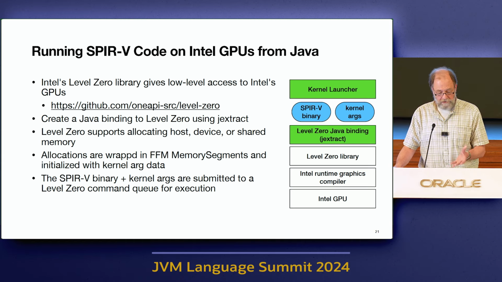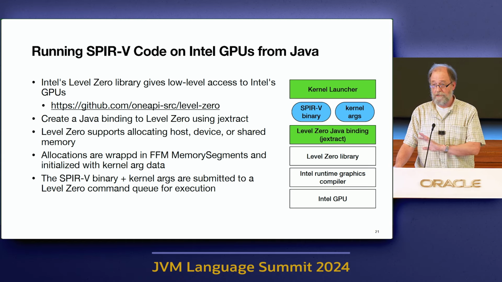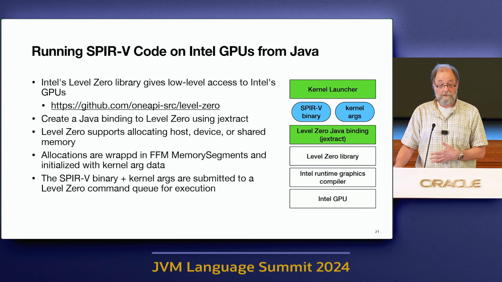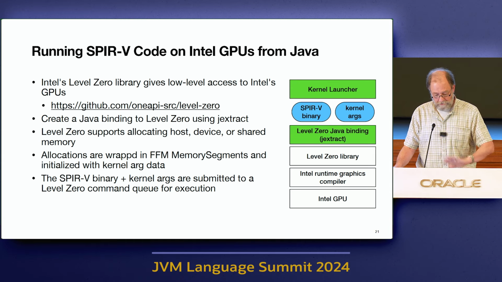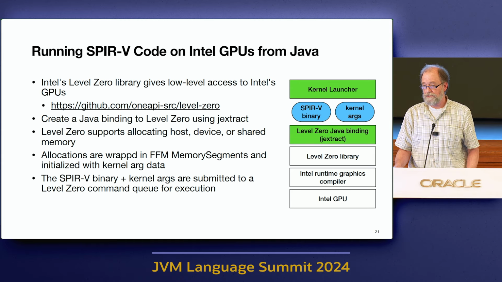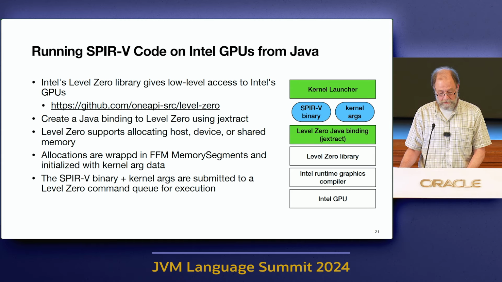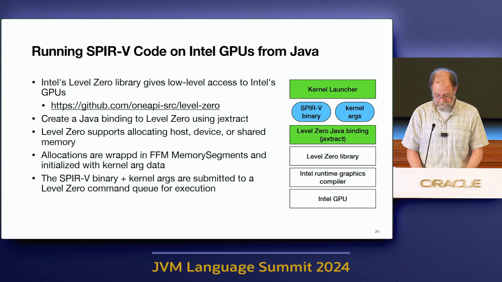One of the things we can do there is allocate memory on the host or on the device, or shared memory. So we do that. Then we wrap a memory segment around it using FFM. And then we initialize that memory segment with the kernel's data. We make another Level Zero call through the binding, sending both the binary and the args to a command queue in Level Zero for execution. So it's all Java code that was written here. I thought that was nice.